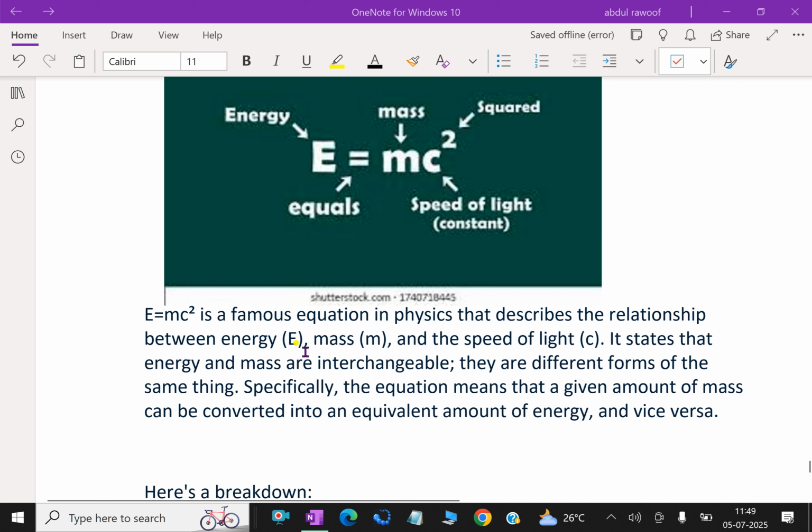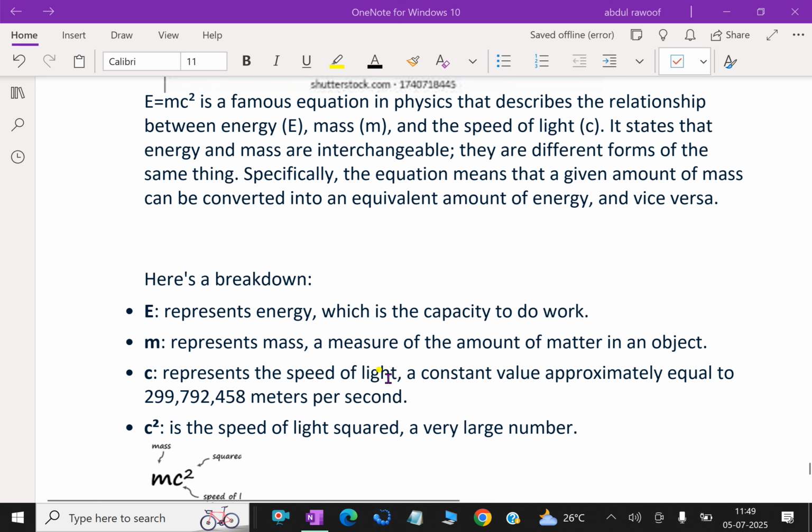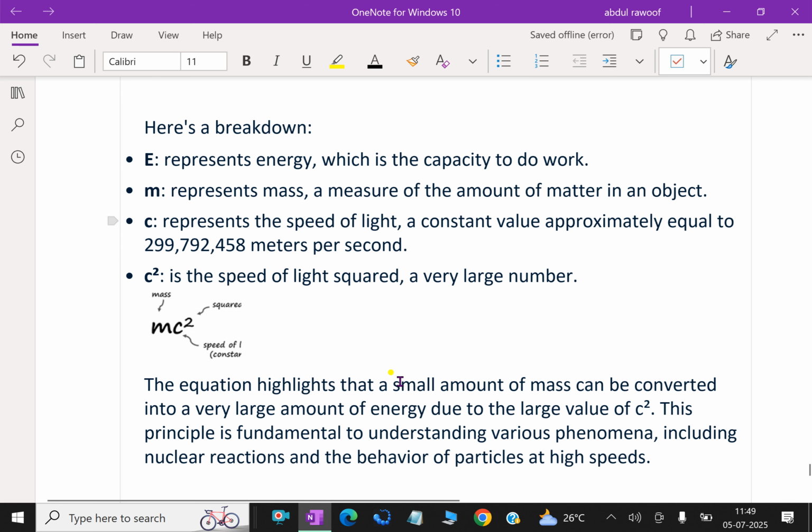E equal to mc squared is a famous equation in physics that describes the relationship between energy E, mass m, and the speed of light c. It states that energy and mass are interchangeable. They are different forms of the same thing. Specifically, the equation means that a given amount of mass can be converted into an equivalent amount of energy and vice versa.